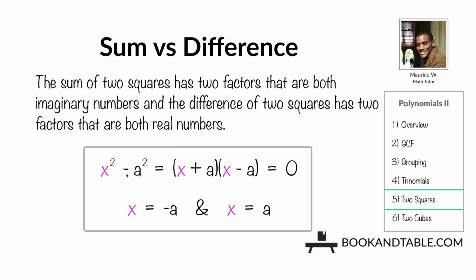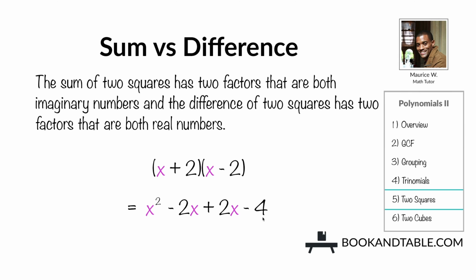So let's say instead of addition, we had subtraction, and we had x squared minus a squared. If you were to factor this, you would get x plus a times x minus a. So if you set each factor equal to 0 and solve for x, we would see that x is equal to negative a real number, and x is equal to positive a real number. But let's take a look at this with real numbers so that we can gain a little bit of clarity. Let's say we had x plus 2 times x minus 2.